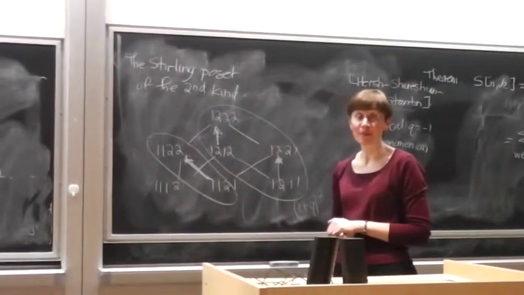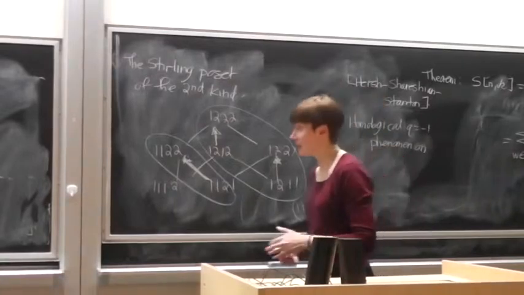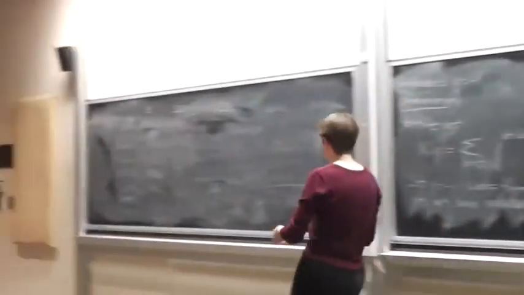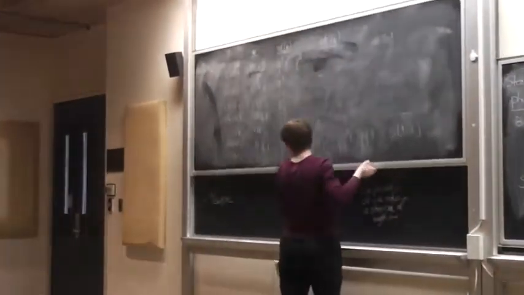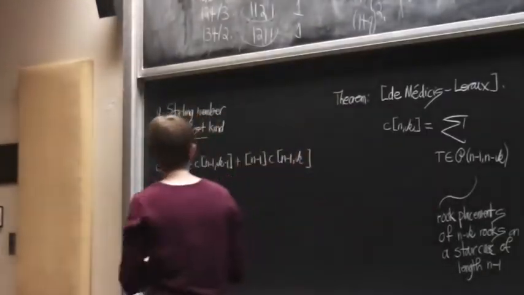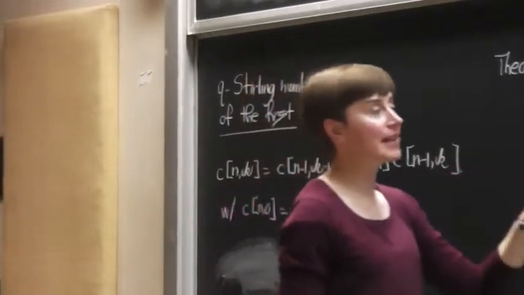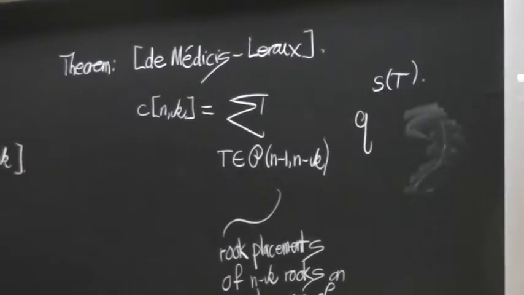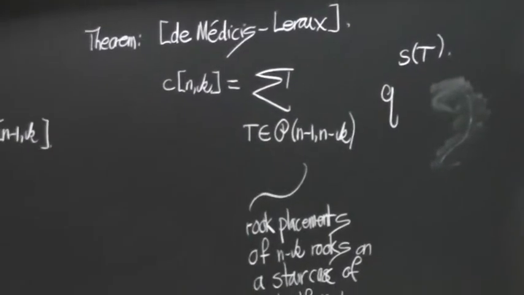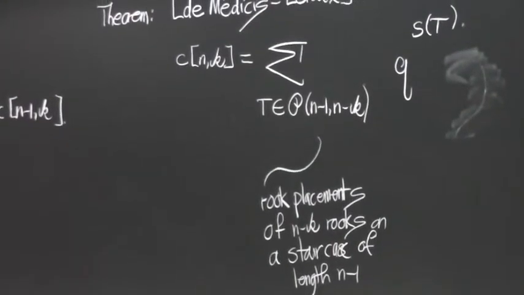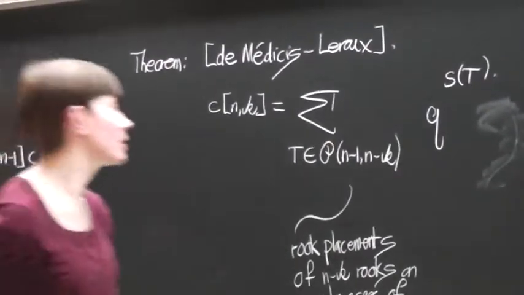Okay, I promised to talk about q-Stirling numbers of the first kind. We'll do this very rapidly. Here they are. Here's a recurrence. De Medici and Leroux showed that we can actually realize q-Stirling numbers of the first kind using rook placements on staircase boards. So I've done an example.